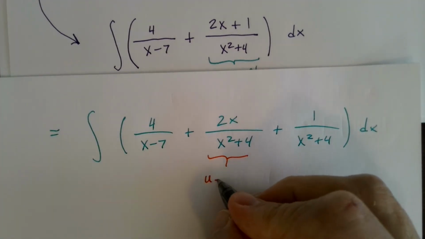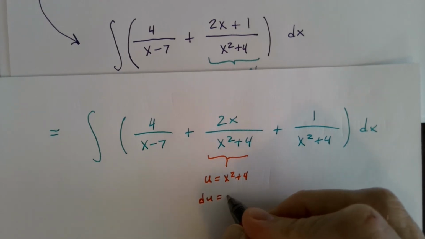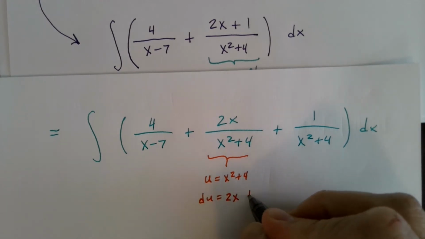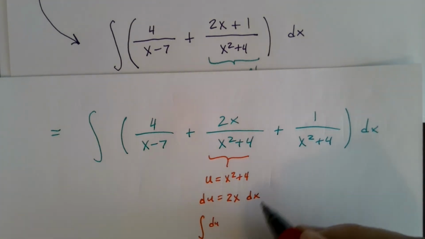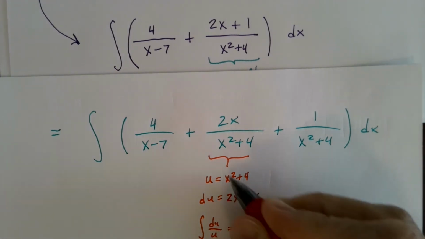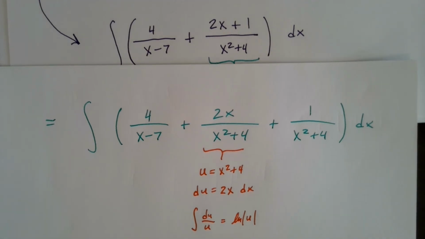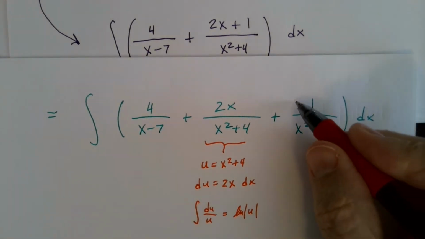Well, now I can do the u as x squared plus 4, and the du is what? 2x dx. So this becomes just the integral of du over u, which is the natural log absolute value of u, where u is x squared plus 4. So we've got that. What about this one here?